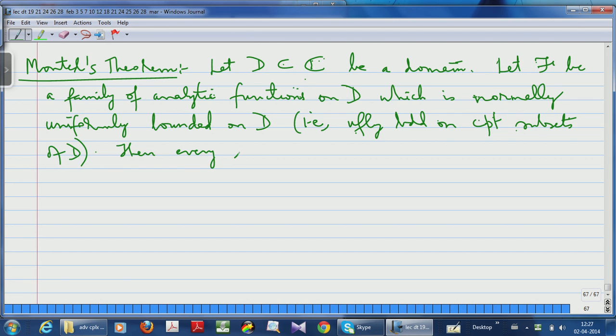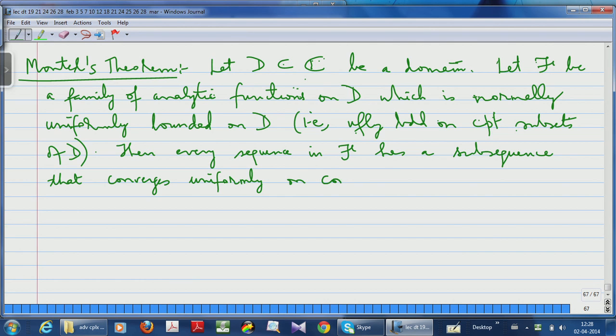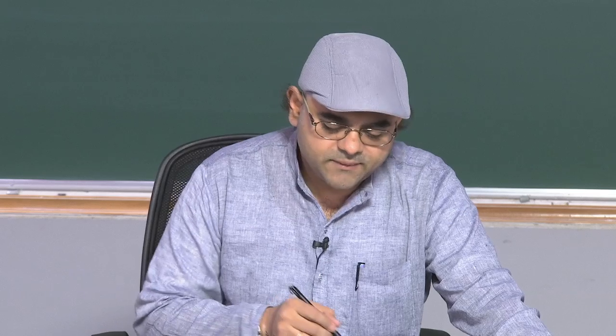Then every sequence in F has a subsequence that converges uniformly on compact subsets of D. There are several little subtleties in the statement of this theorem, which I'll try to explain.